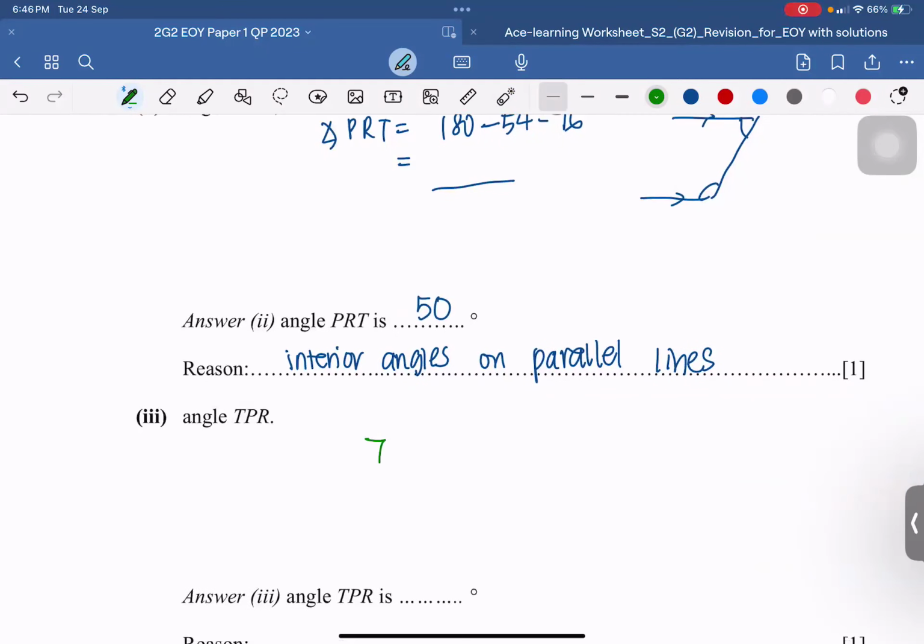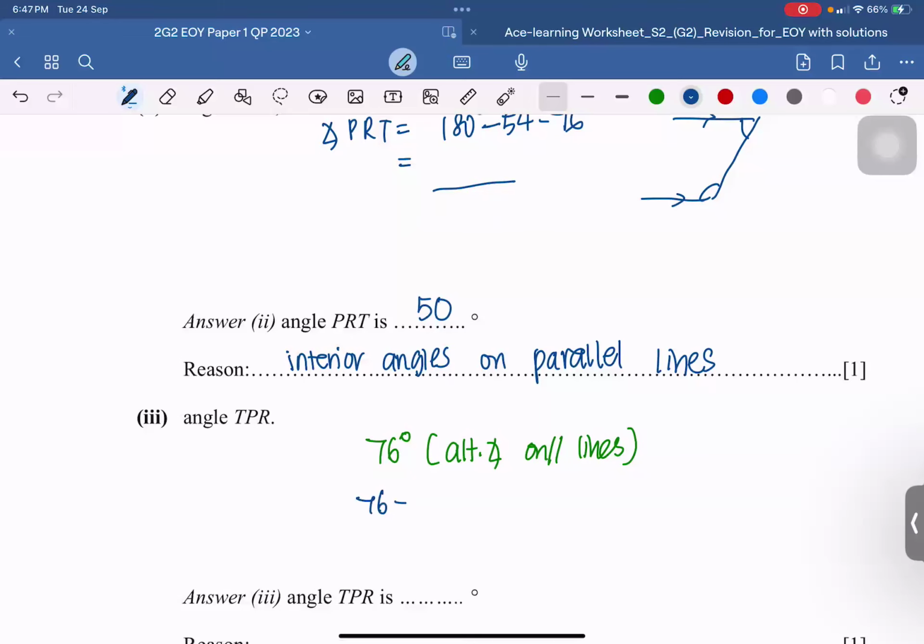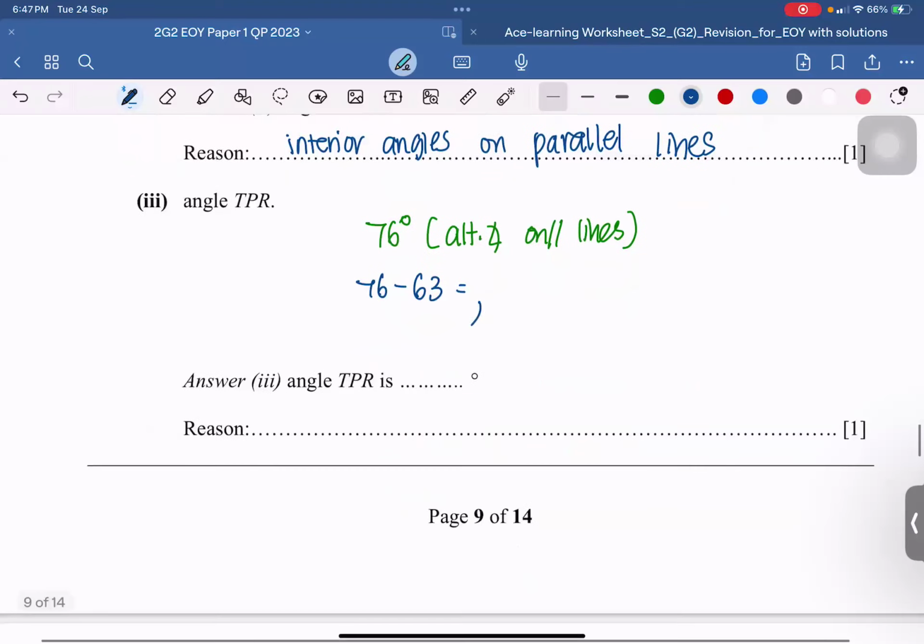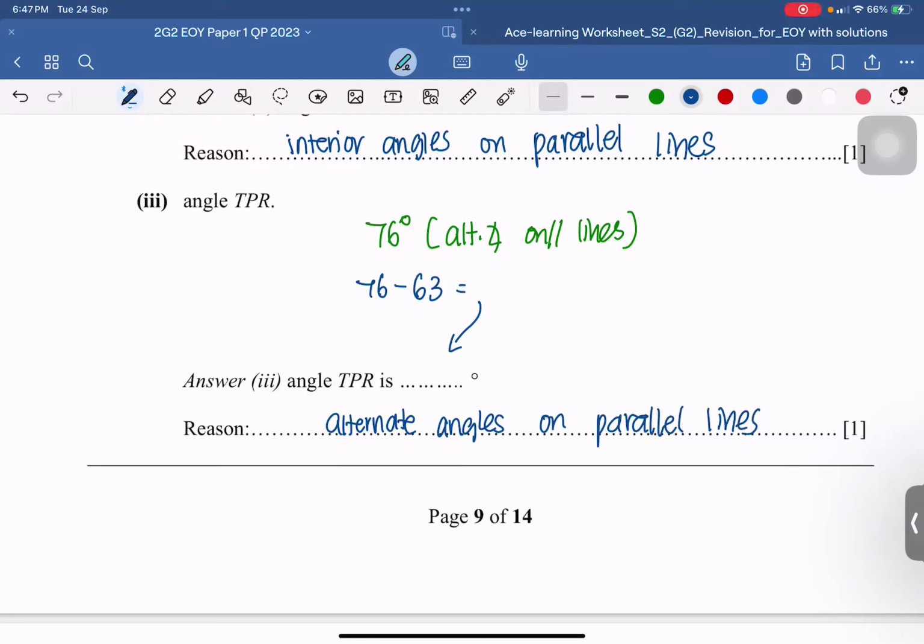But first, why is it 76 degrees? It's because it's alternate angles on parallel lines. So if they want the reason, you need to write alternate angles. After that, then you write 76 minus 63. Then you get your answer. Then reason: alternate angles on parallel lines. Is this okay?